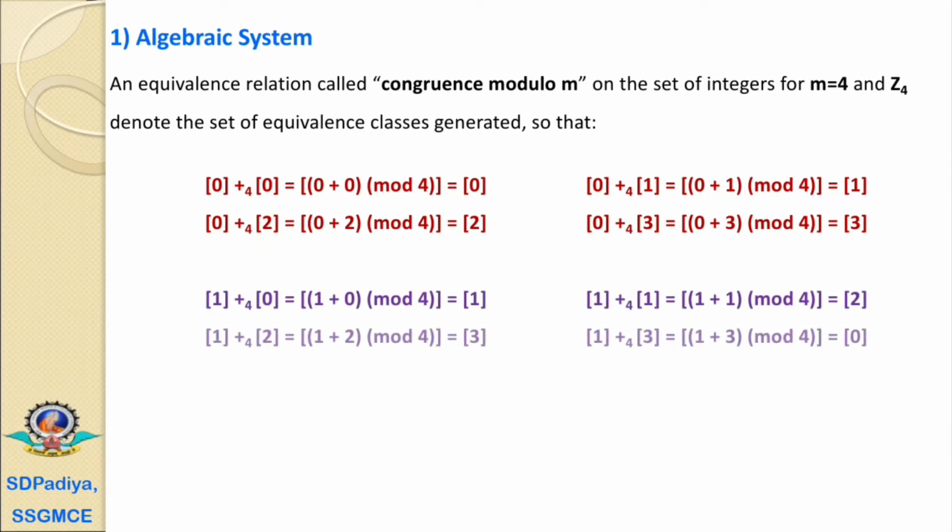For the second row, I is equal to 1 and J is 0, 1, 2, 3. That is 1 plus 4 0, that is 1 plus 0 is 1, 1 mod 4 is 1.